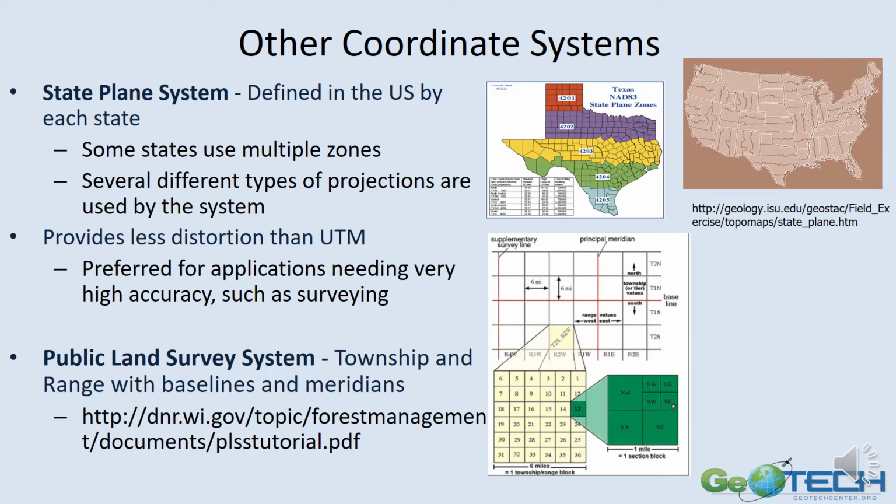There are other coordinate systems in use. State Plane system, which is used extensively across the United States. Within the states, each state has their own State Plane system values, whether there's one zone or multiple zones. Several different types of projections are used in the system. They do provide less distortion within that region of their states, but they can be problematic if you have to cross state boundaries. There's also the Public Land Survey System. You're going to see this as township and range with baselines and meridians.